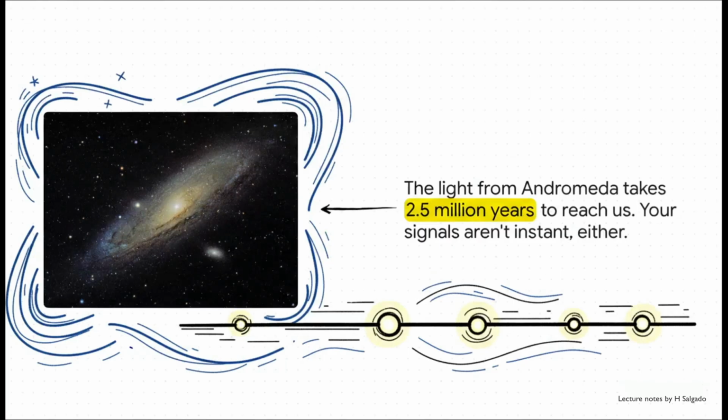To really let that sink in, think about the Andromeda galaxy. The light you see from it when you look up at the night sky, that light actually left 2.5 million years ago. It took all that time to reach you. Signals aren't instant. And just like the light from a distant star, the electrical signal you send down a wire takes time to get from one end to the other.